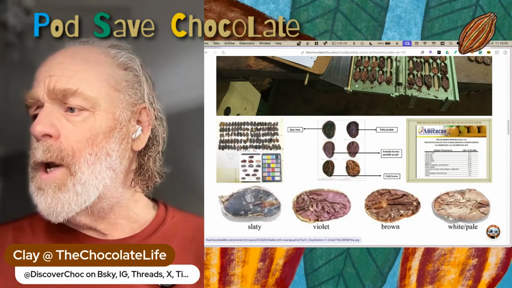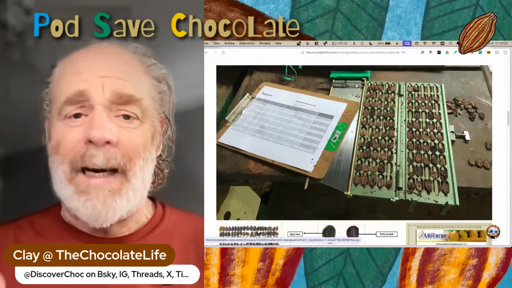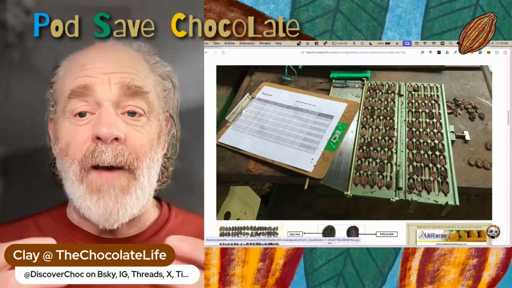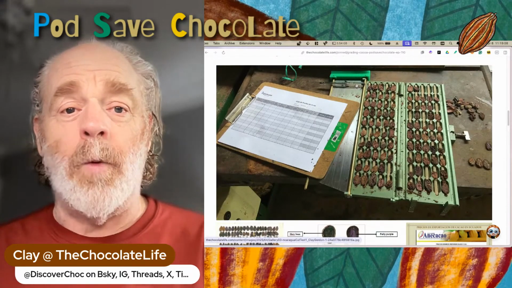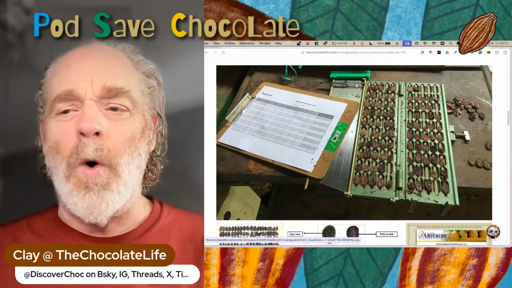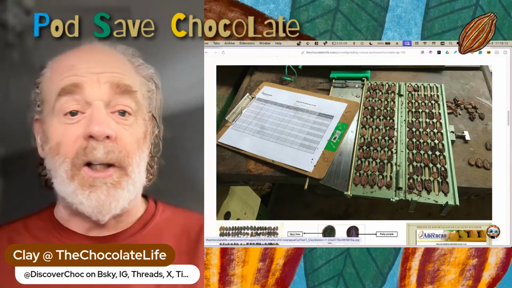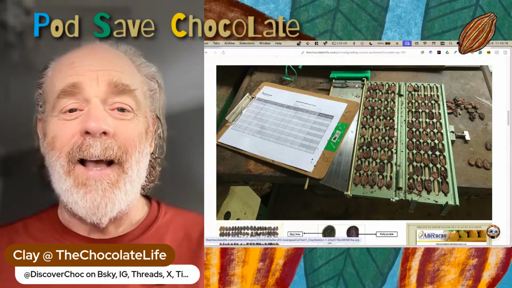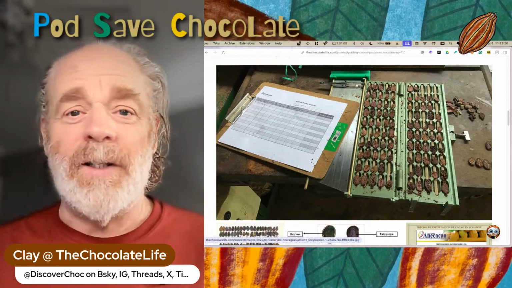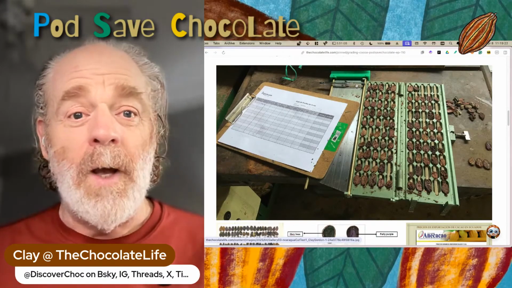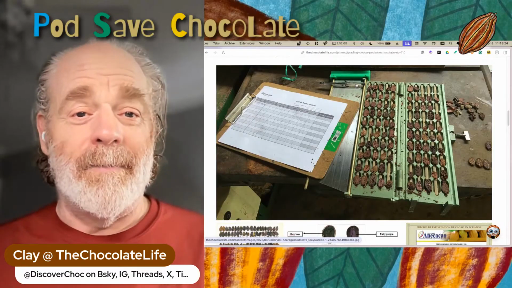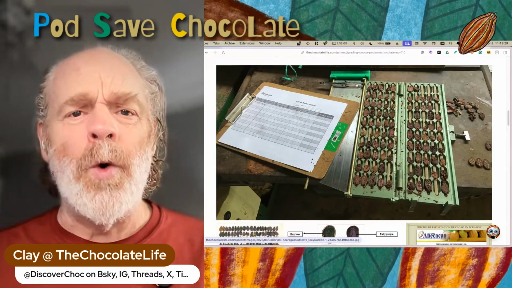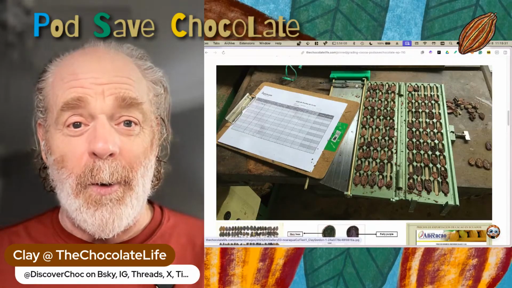But we were looking at cut tests, and we were told that a cut test was a definitive measure of quality. If you didn't have 80% well fermented, it was low quality. If you had more than 1 or 2% slaty beans, so 1 bean out of 100 was slaty, or 2 beans out of 100 was slaty, or there was insect damage or there was mold and mildew, then it was low quality cocoa, right?